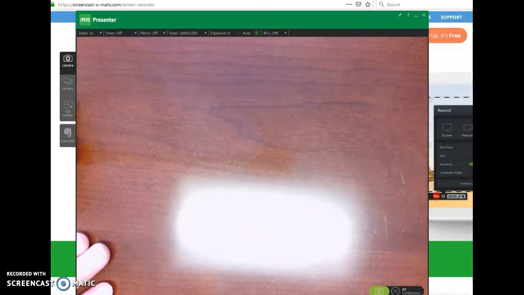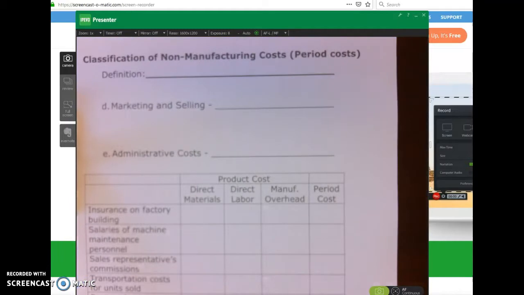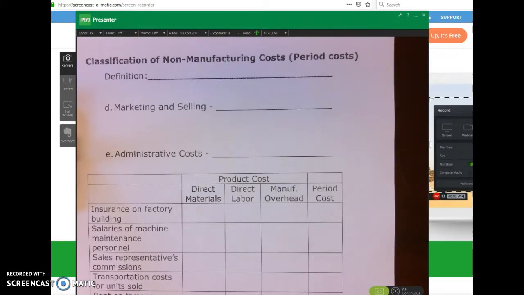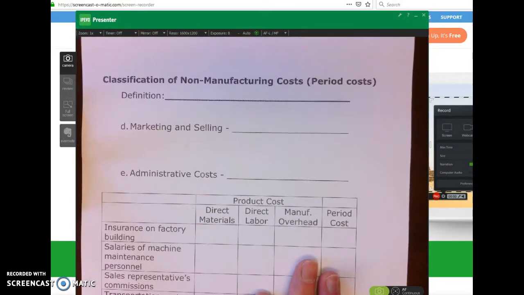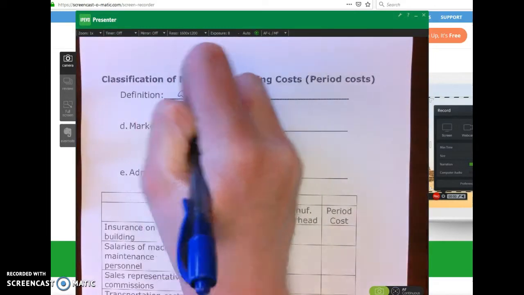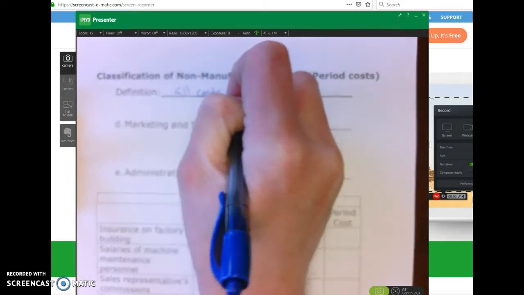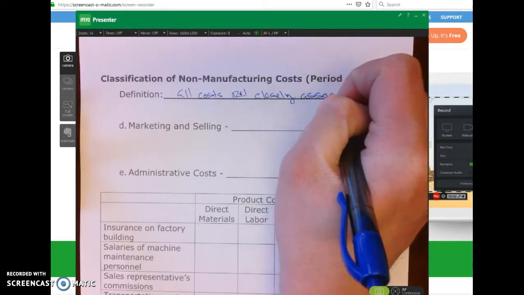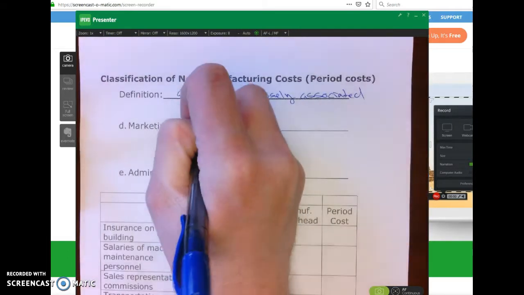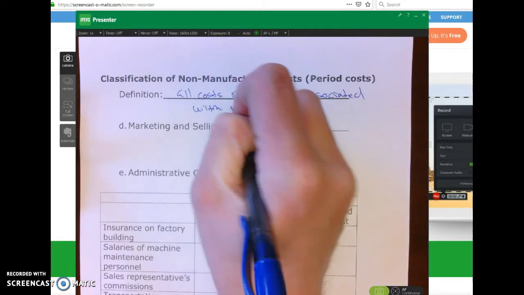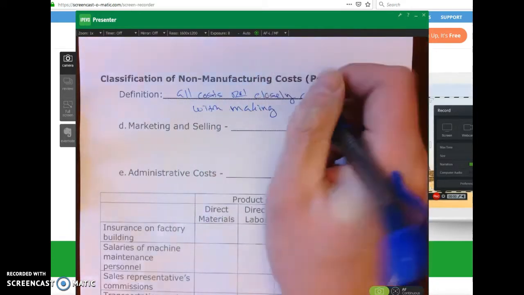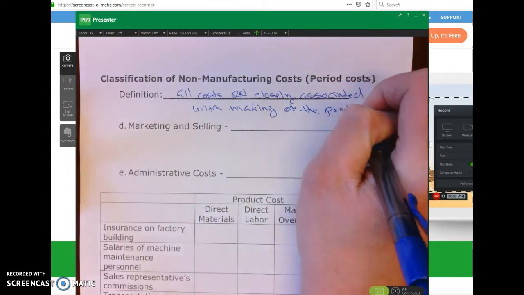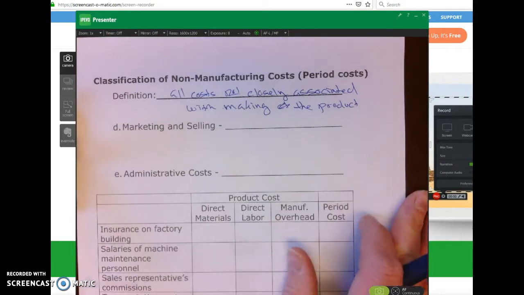When we talk about period costs, we can say our definition of a period cost or non-manufacturing cost: all costs not closely associated with making the final product. So all costs not closely associated with making the product. Okay? And there's two subclassifications. We could have marketing and selling costs and administrative costs.